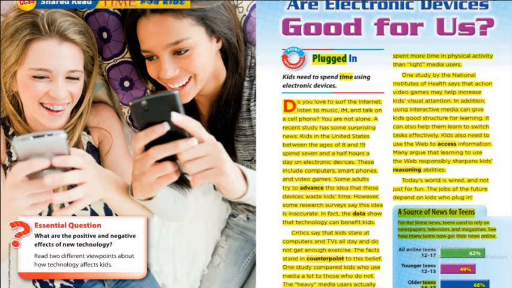One study by the National Institutes of Health says that action video games may help increase kids' visual attention. In addition, using interactive media can give kids good structure for learning. It can also help them learn to switch tasks effectively. Kids also need to use the web to access information. Many argue that learning to use the web responsibly sharpens kids' reasoning abilities. Today's world is wired, and not just for fun. The jobs of the future depend on kids who plug in.